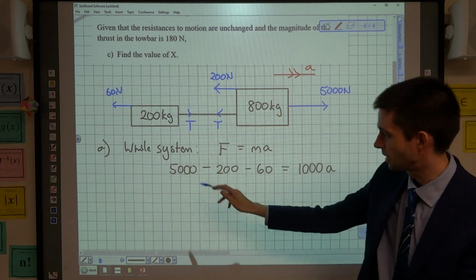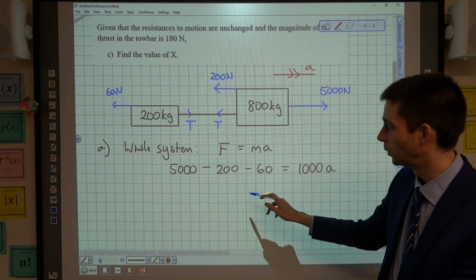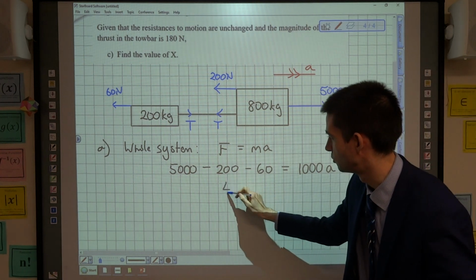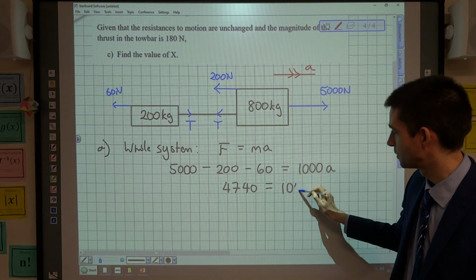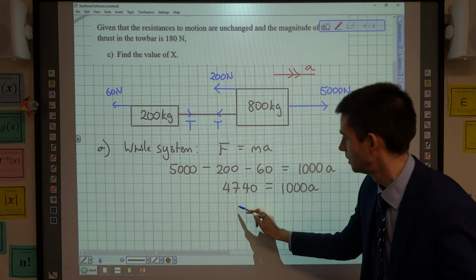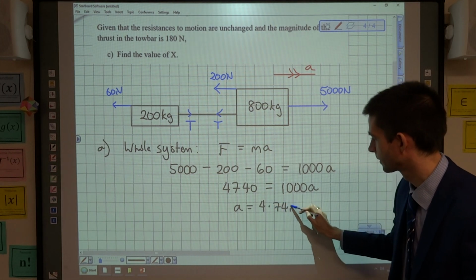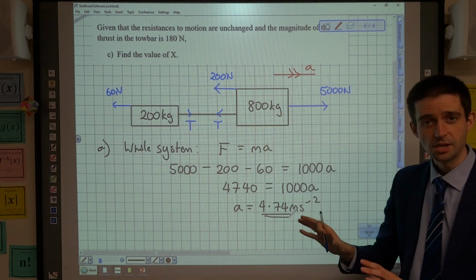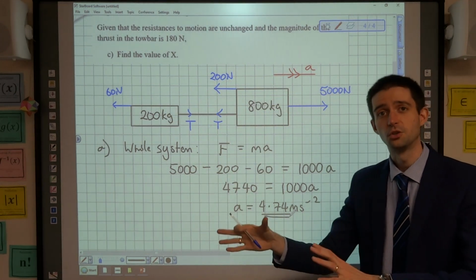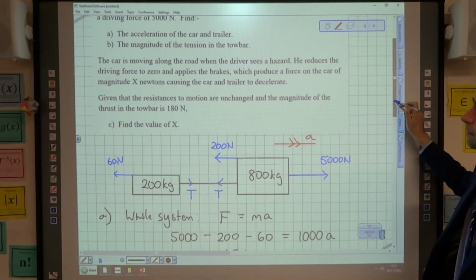Working out the left-hand side, I've got 5,000, take away 200, take away 60, which is 4,740. And that is equal to 1,000 A. So the value of A is 4.74 metres per second squared. And that is the acceleration of both the car and the trailer because it's the same for both particles. Great, so that's part A.